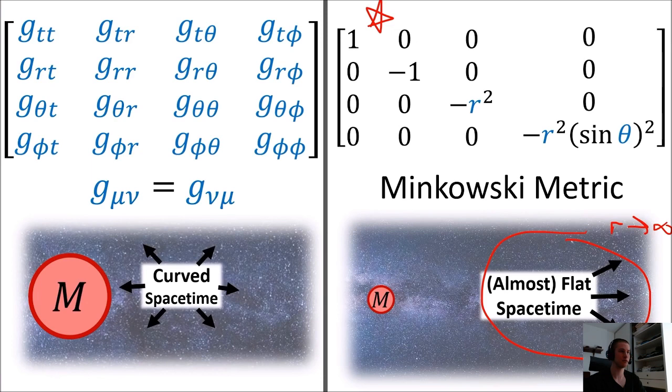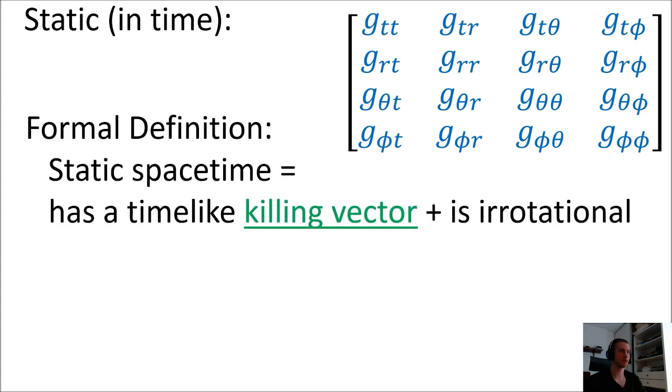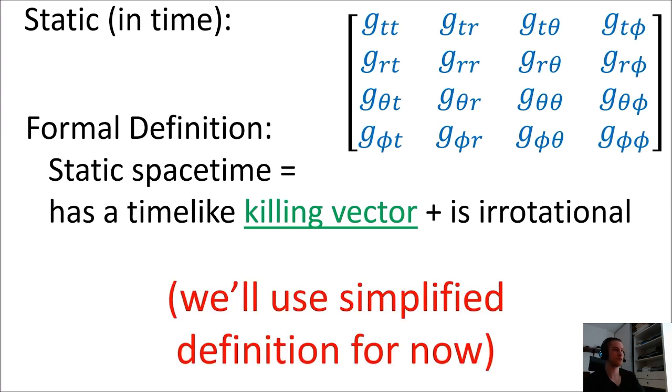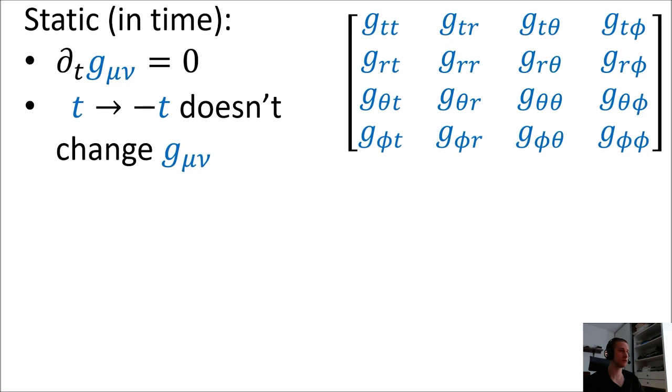We can use some assumptions to narrow down the exact form the metric components should take. First, we're going to assume that spacetime is static. The technically correct definition of static spacetime involves a concept called killing vectors, which I haven't covered yet. So I'm going to use a simplified definition. We'll take static spacetime to mean two things. First, the metric doesn't depend on time, and second, that spacetime is symmetric when we reverse the time coordinate. This is like mirror symmetry across the time axis.